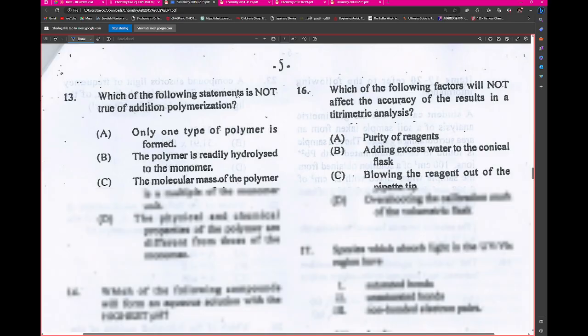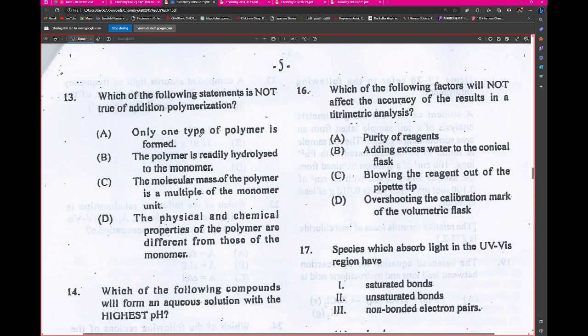Alright. Which of the following statements is not true of addition polymerization? Only one type of the polymer is formed. The polymer is readily hydrolyzed to the monomer. What is it? Is it B? Okay, it seems like we're going to take 5 years to finish this paper. Is it B? Yes, the polymer is not readily hydrolyzed.